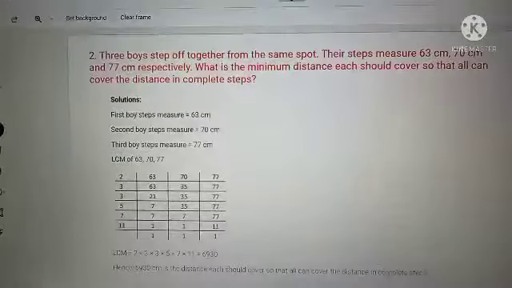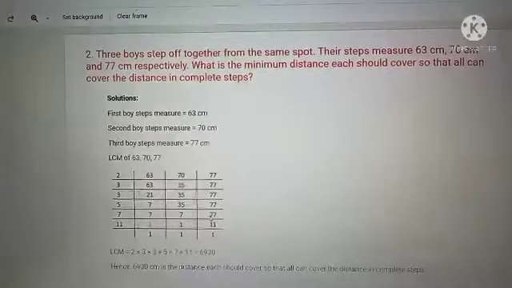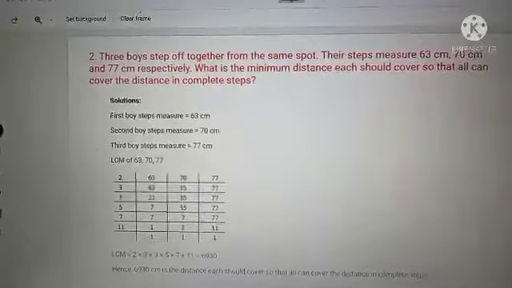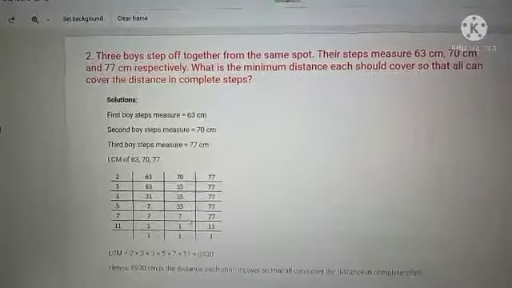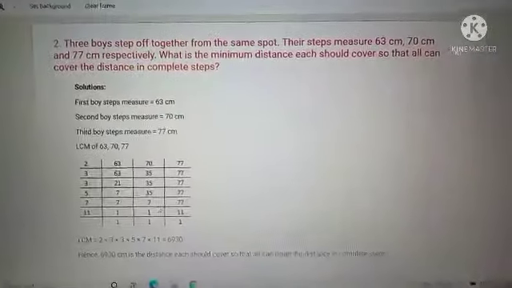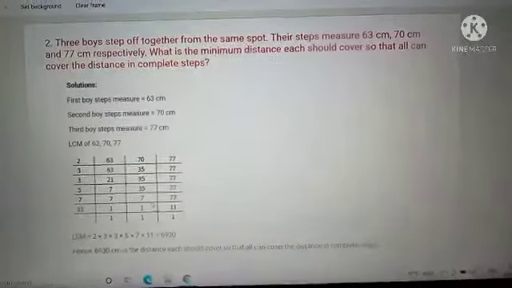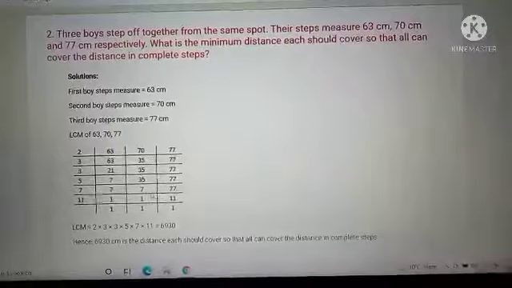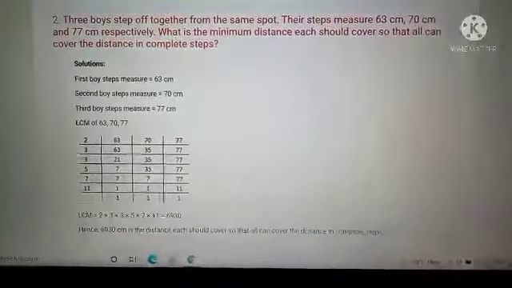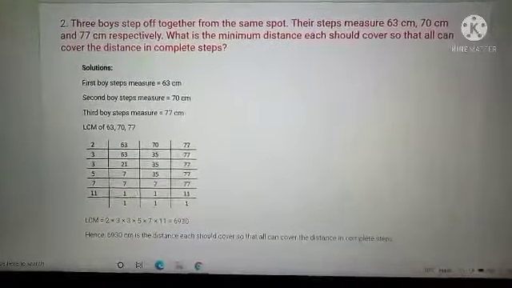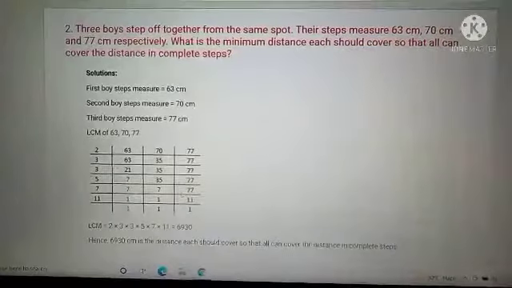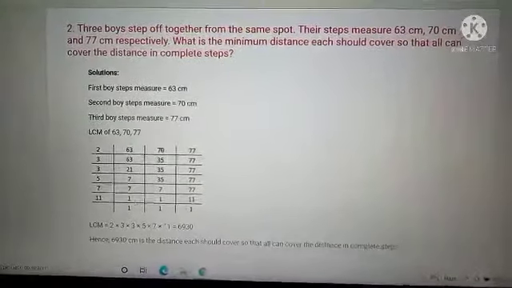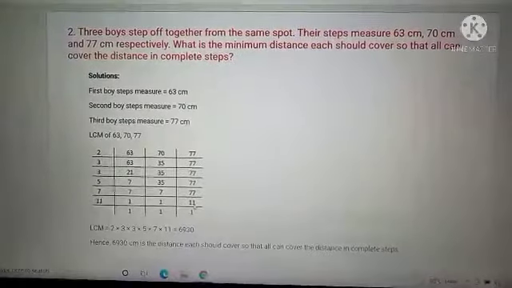Now here 7, 7 and 77. Is it possible to divide any of these numbers with 2? No. Any of these numbers with 3? No. With 5? No. Only 7 is possible. So we are dividing it with 7. 7 divided by 7 is 1. 7 divided by 7 is 1. 77 divided by 7 is 11. And now we got 1, 1, 11.